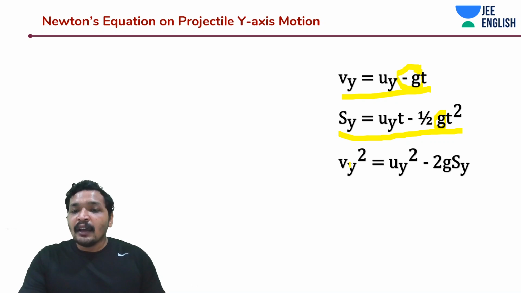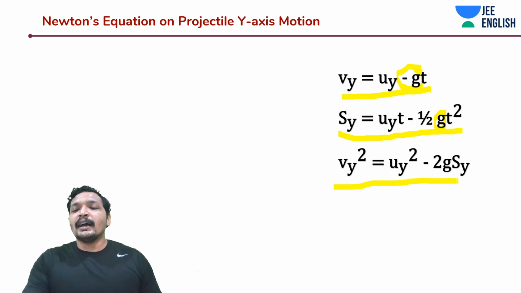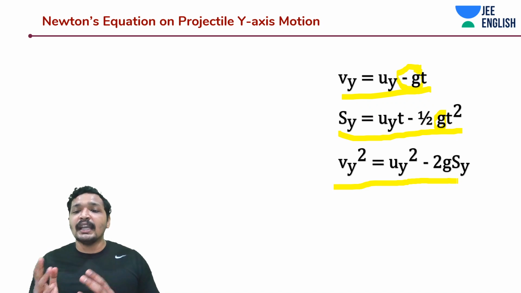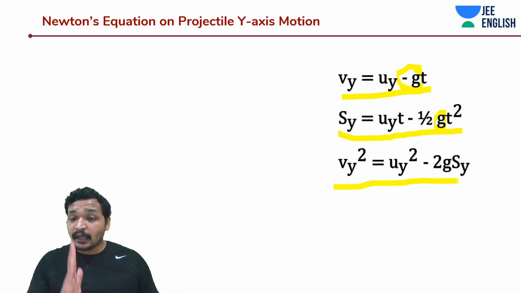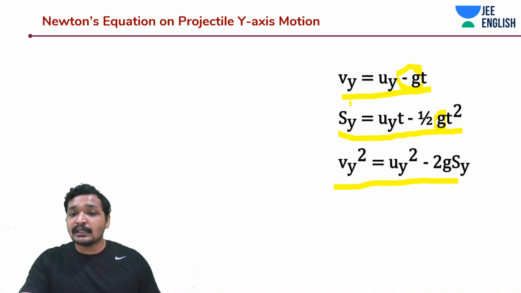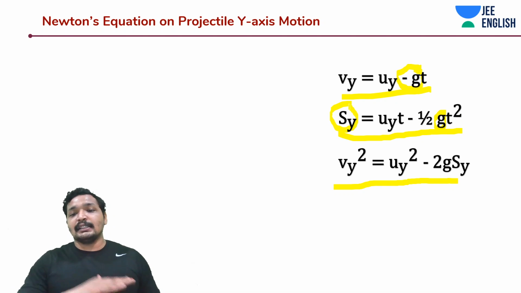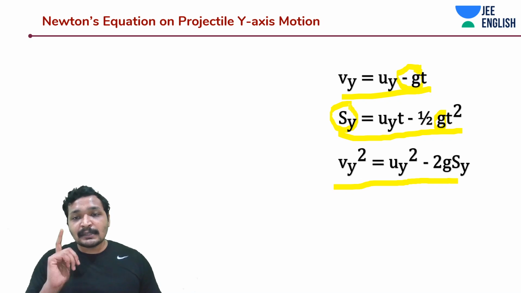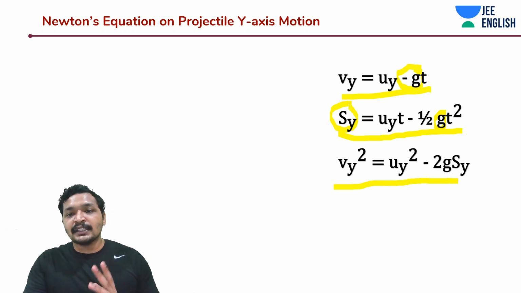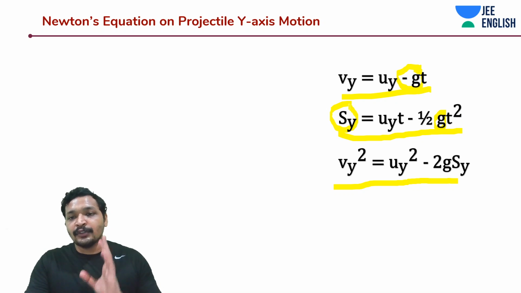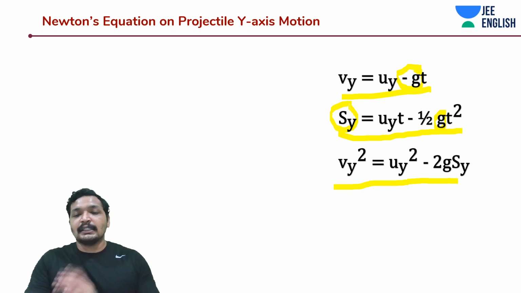And the third one is vy squared is equal to uy squared minus 2g sy, which says that the final velocity squared along the y direction is equal to the initial velocity squared along the y direction minus 2g sy, where sy is the displacement along the y-axis, guys, and sx was the displacement along the x-axis. And acceleration is minus g. You need to remember the sign conventions while resolving these vectors and solving for projectile motion. That's when you get the accurate answers.